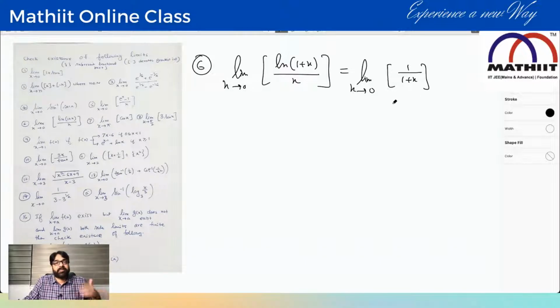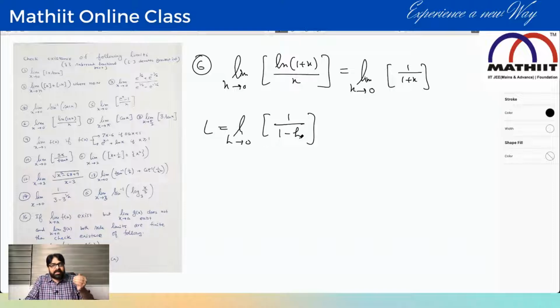Now here checking is very easy. So the left hand limit will be limit h approaches 0, greatest integer of 1 by 1 minus h, because x will be replaced by 0 minus h. Remember, 0 minus this, minus h. 1 minus h is slightly less than 1, so 1 by 1 minus h will be greater than 1. Yes or no? Because this is less than 1. So 1 by less than 1 is greater than 1, greatest integer 1.